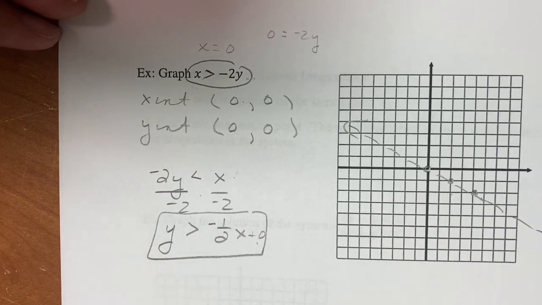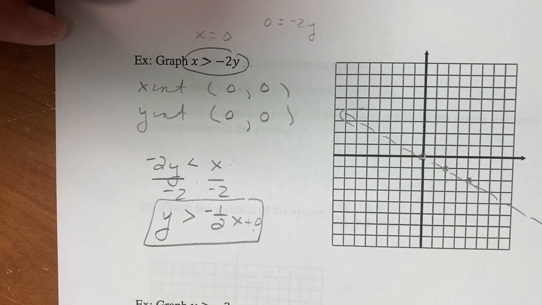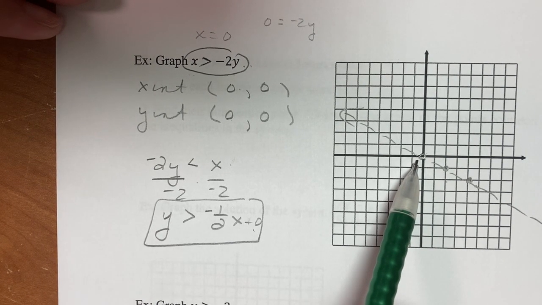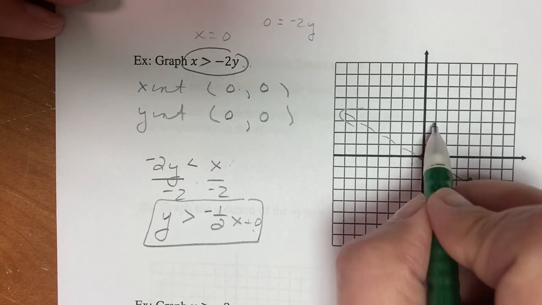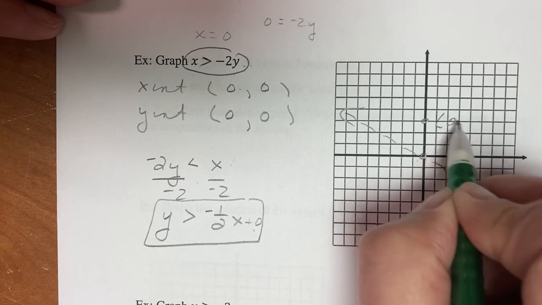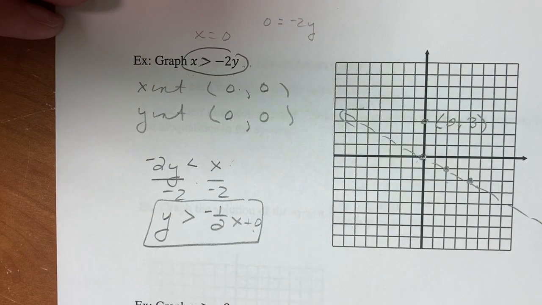And now the bummer thing about this, remember, I have to pick a test point. My favorite test point is (0, 0). I can't use that because the boundary line goes through (0, 0). I have to take another point. Doesn't matter. I'm going to choose this point right here. What is that point? (0, 3). That's going to be my test point.